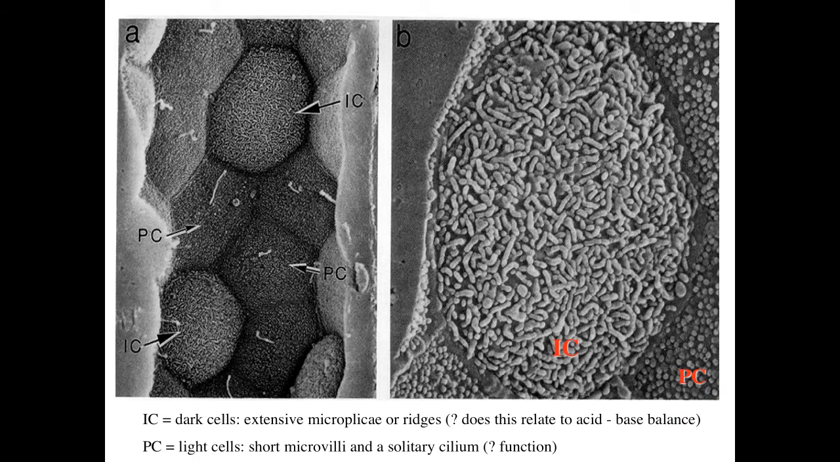This is a scanning electron micrograph showing the intercalated cells, or the dark cells, that have these extensive microplicae or ridges on them. Here they're shown in a little bit higher power. We don't know what the function of this extensive microplicae is. It may have something to do with regulating acid base, but we're not really sure about that. And then the principal cells, or the lighter cells, have very short microvilli on them, but they do have a single solitary cilium, which you can see standing out like this and like this. We don't really know what the function of that single solitary cilium would be.